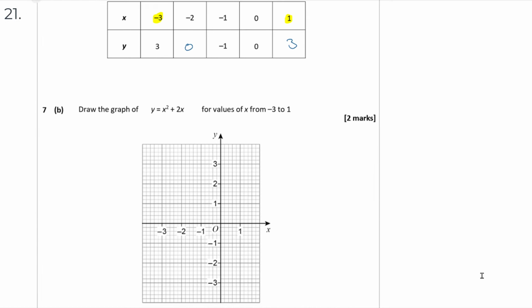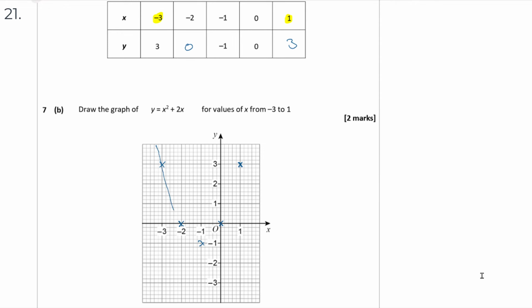Right, then next up I need to plot those on the graph. So -3 goes with 3, so I'm going to put a little cross there. -2 goes with 0. There, look. -1 goes with -1. That's the lowest point on the graph. And it starts going up again, 0, 0, and then 1, 3. So you can see I've got that parabolic shape that I'm expecting from a quadratic graph.